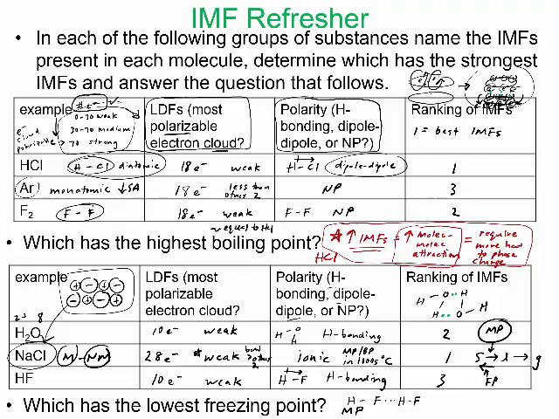So lowest freezing point, meaning it requires it to be the coldest for it to solidify. So I'll put these parentheses around here, and erase this here. This means it needs the coldest temperature to solidify. Another way to think about it, and that would be the worst IMFs. So that would be HF.